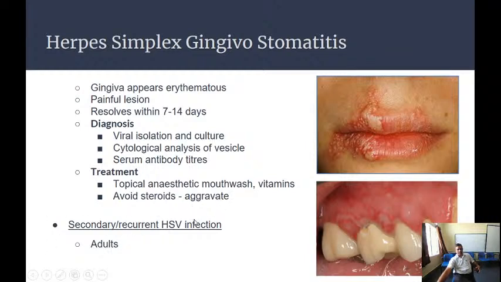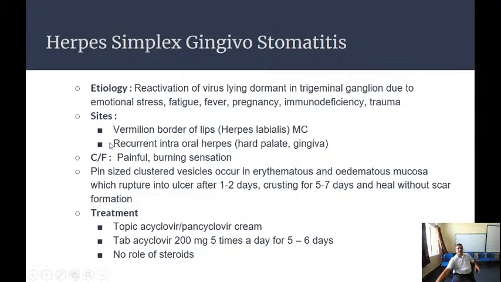Now, the secondary infection of herpes simplex occurs in adults, wherein there is a reactivation of virus lying dormant in the trigeminal ganglion due to the factors: emotional stress, fatigue, fever, pregnancy, immunodeficiency, and trauma. The sites usually are the vermilion border of the lips. It's called herpes labialis. And recurrent intraoral herpes, the hard palate, and the gingiva.